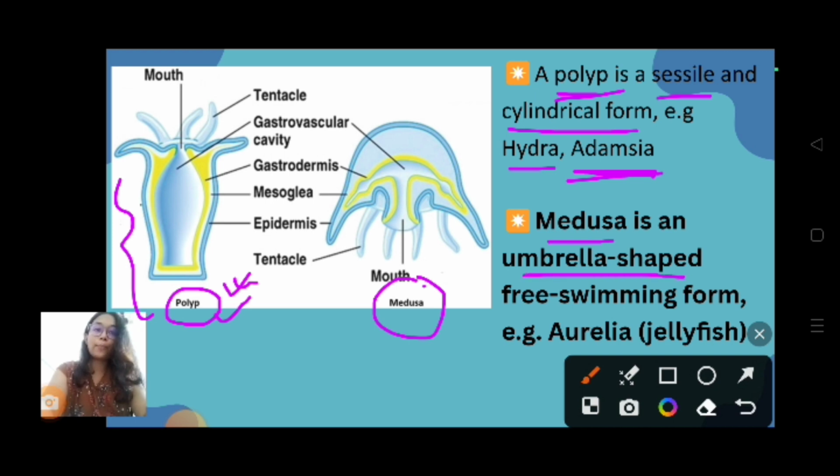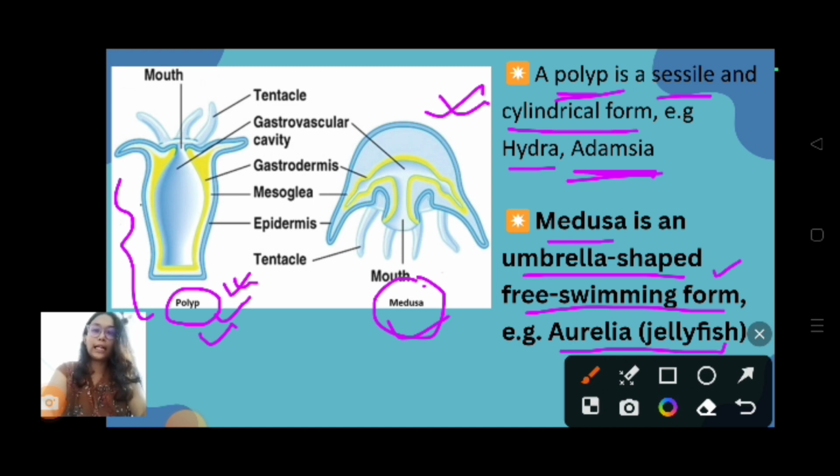Then the medusa is an umbrella-like structure. It is umbrella shaped. You can see in the picture it is more like an umbrella. It is free swimming, not sessile, which means they are motile. Is it clear? Examples are Aurelia and jellyfish. Jellyfish can freely move in and around. They are motile. So you can see two forms in Coelenterata: one is polyps and one is medusa.